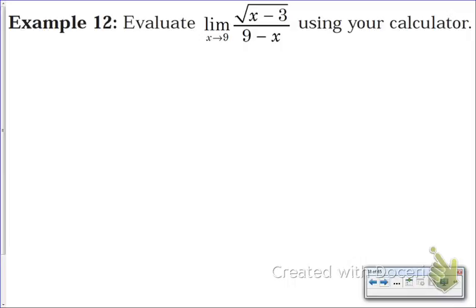So for example, something like this gives you a weird limit. Notice that when you plug in 9 on the top, you get the square root of 9 minus 3, which is 0. When you plug in 9 on the bottom, you get 0. So this one is not an indeterminate form, so you can't use L'Hopital's rule or anything like that. So actually, I would just put this in a calculator.